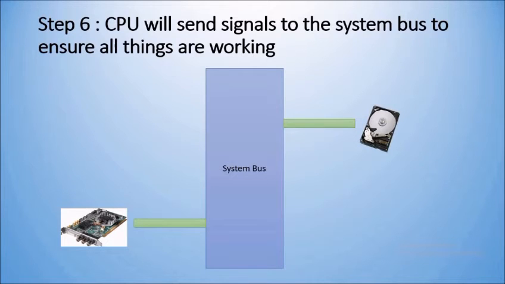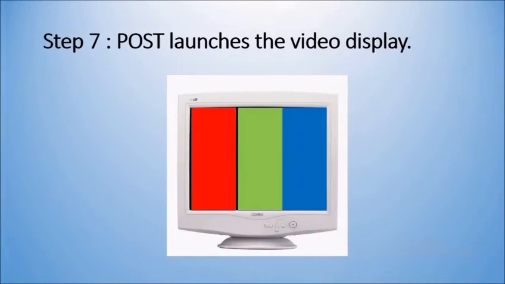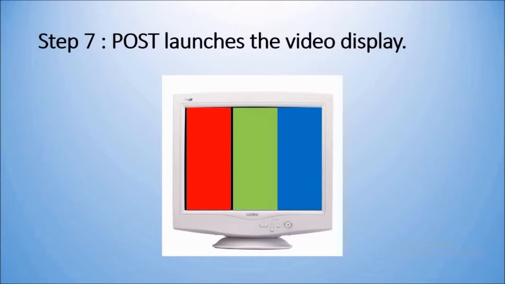The system bus we can say is a highway of connections for all the components of the system. In the diagram you can see a system bus, and a video card is attached to it and a hard drive is attached. So the CPU will send signals and ensure all devices are working properly. So the next step is the POST launches the video display.